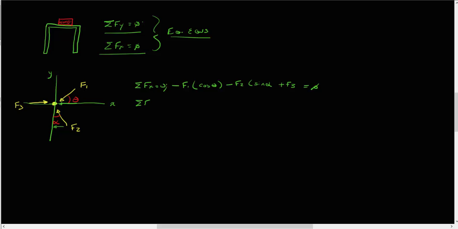If I sum my forces in the y here, then it's just going to be negative F1, because it is going down, times the sine of theta, plus F2 times the cosine of alpha, all equal to 0. Now we don't need to worry about F3 because it is just in the x direction and it's not causing any other action in the y direction on this object. So these are your equilibrium equations when we're talking about a two-dimensional object.